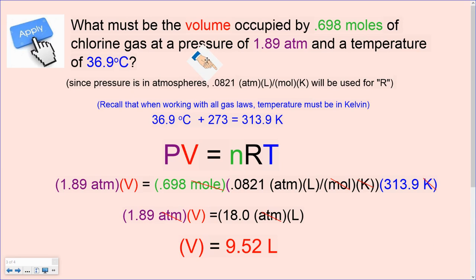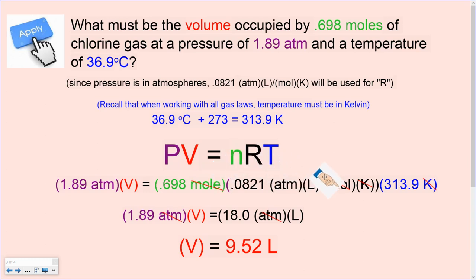The second thing you've got to be wary of is that the temperature is given to us in Celsius. Celsius is no good for gas laws. So we have to convert Celsius to Kelvin. So now we have the correct value for R. We've converted temperature to Kelvin. We now have to go ahead and solve for V. So we plug in. Pressure is given as 1.89 atmospheres. Solving for volume, we are given 0.698 moles. I put the units for R here.